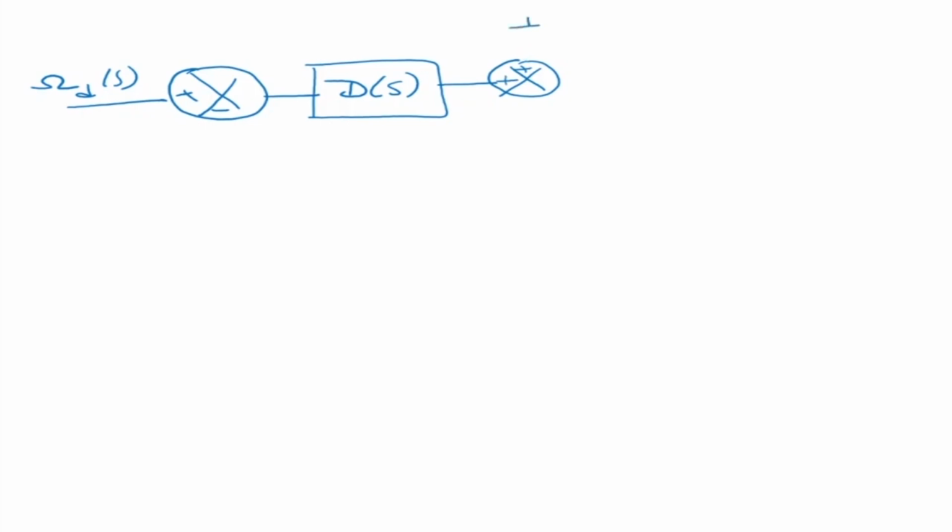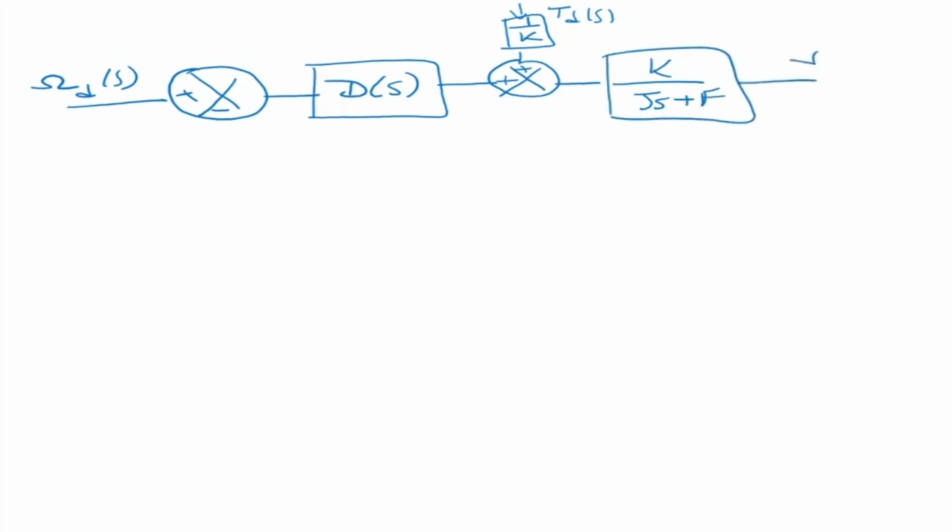Okay, so this is 1 by k, and input here is TDS. This is k by Js plus f, and this is my omega s. And I put unity feedback, so it is 1 here, and I put it back here. Okay, this is my closed loop control system. Now we have to put a controller here. This is my controller.